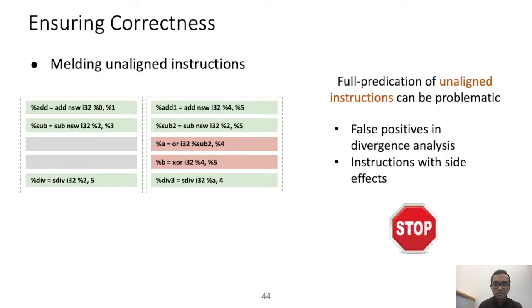Another important aspect of the melding transformation is to handle instructions that are not aligned with any other instruction. In this example, instructions A and B are unaligned. One option is to fully predicate unaligned instructions, executing them in all divergent paths. However, divergence analysis can have false positives. Therefore, fully predicating unaligned instructions can incur extra overhead. Also, instructions with side effects such as stores are not safe to fully predicate.